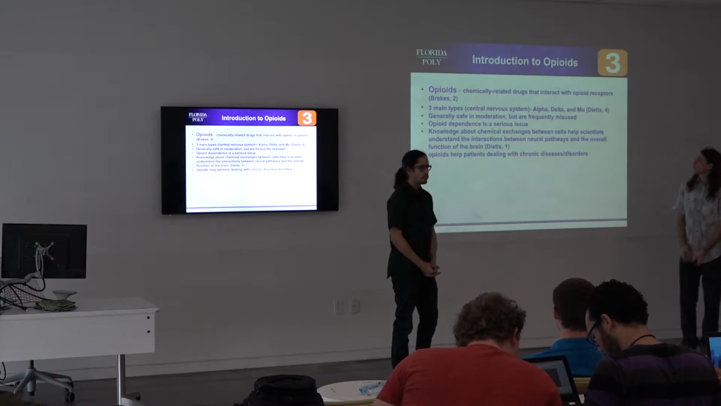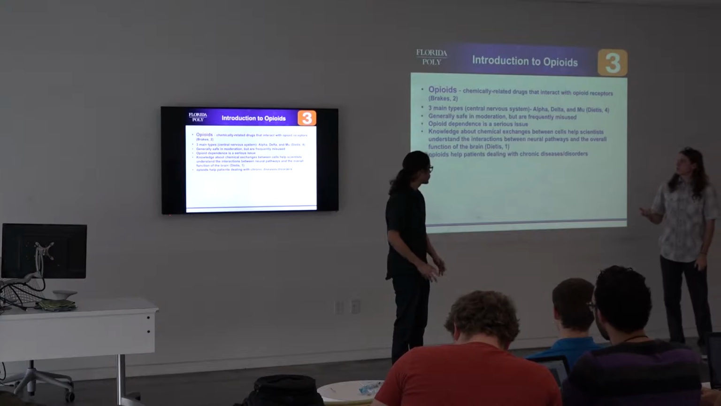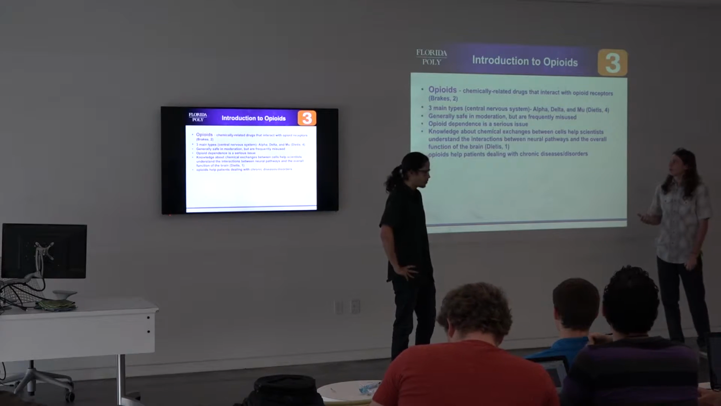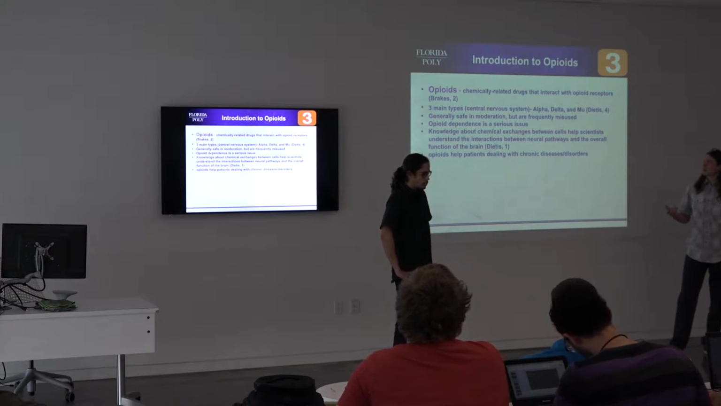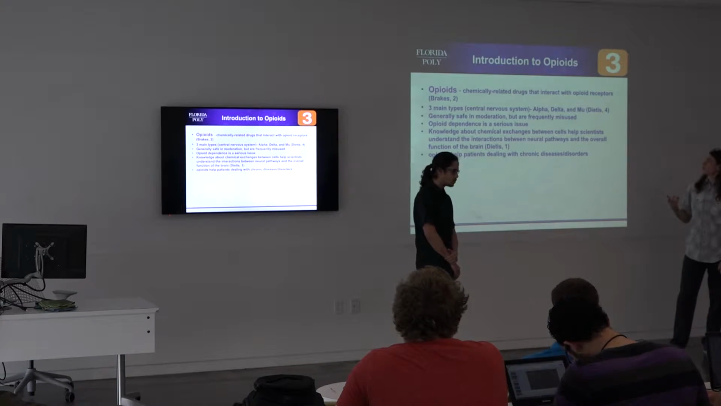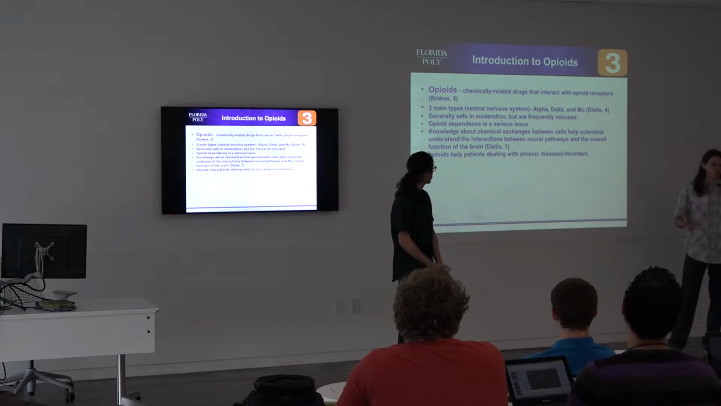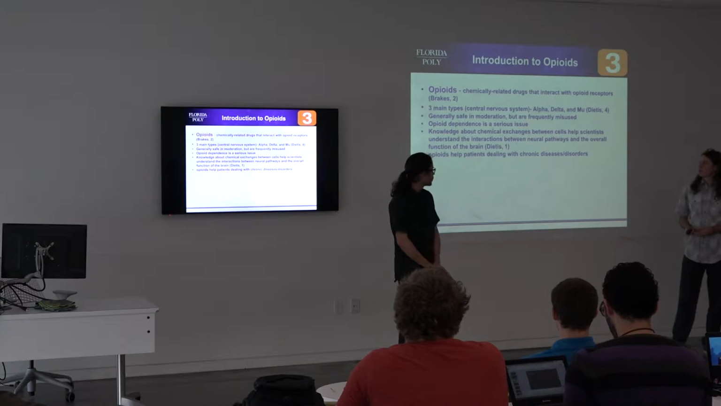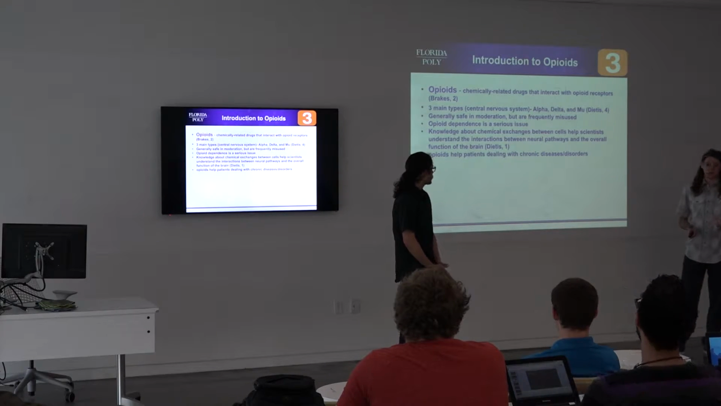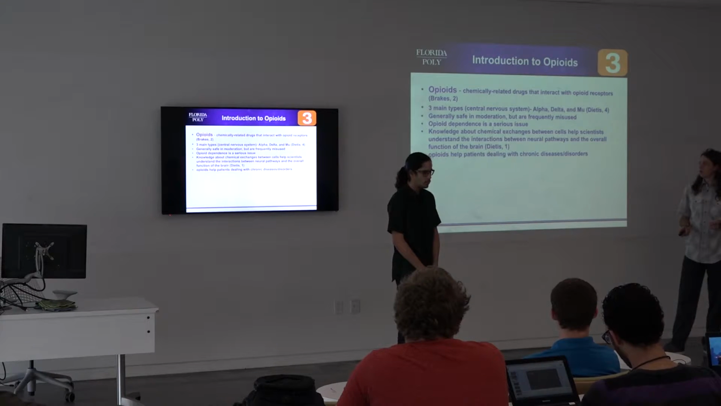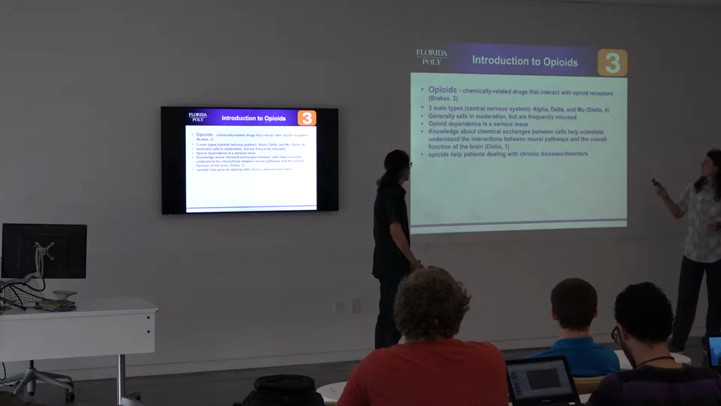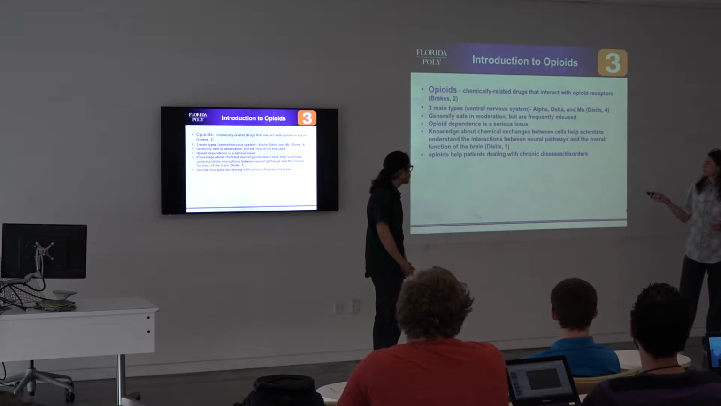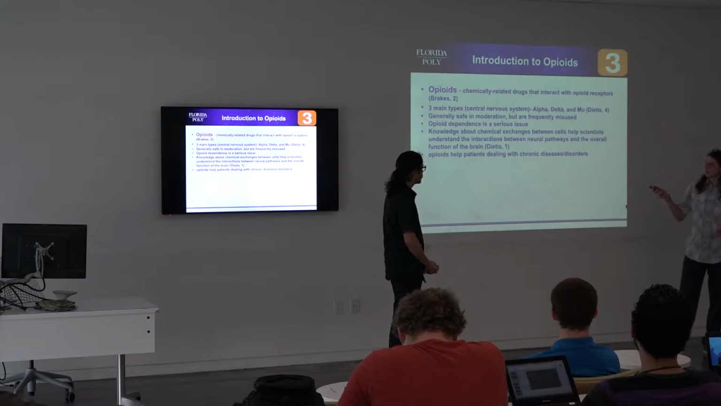Alright. So, quick introduction to opioids and what they are. Opioids are chemically related drugs that interact with the opioid receptors on nerve cells in order to trigger specific emotional responses. There are three main types that are very specific to the central nervous system, which are the alpha, delta, and mu receptors.